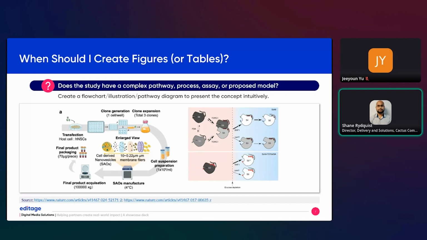Also, for some of you who are familiar with the concept of the graphical abstract, a flowchart, an illustration, a pathway diagram often helps present the concept intuitively. And that's what a lot of you use for your graphical abstracts when you are submitting manuscripts to journals.